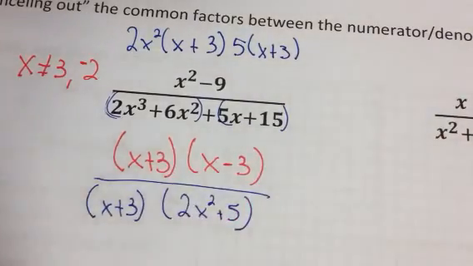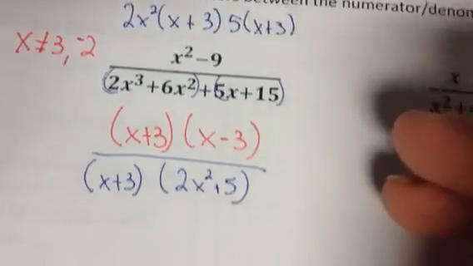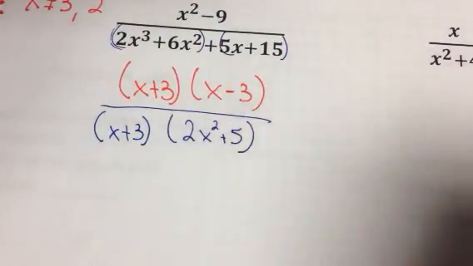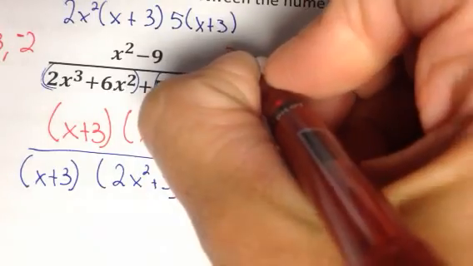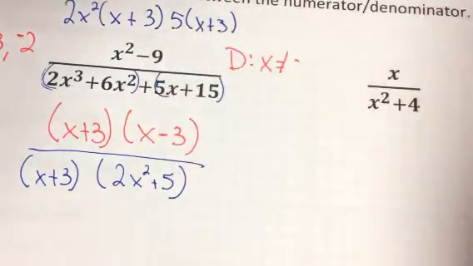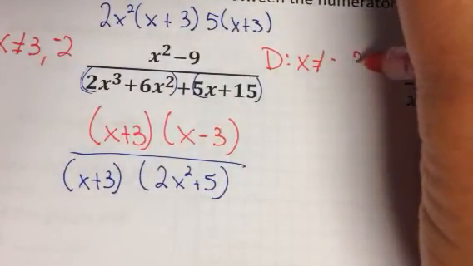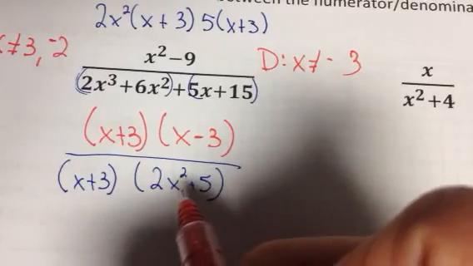So now, before I start canceling stuff out, I need to look at my excluded values. So what's going to make that 0? That one's pretty simple to see. I would never pick -3. And then what would make that 0? That one's not as easy to see.